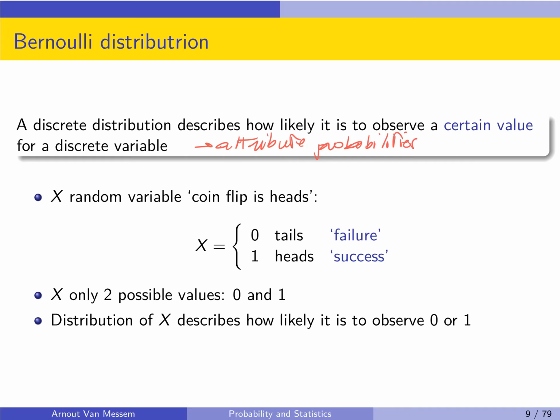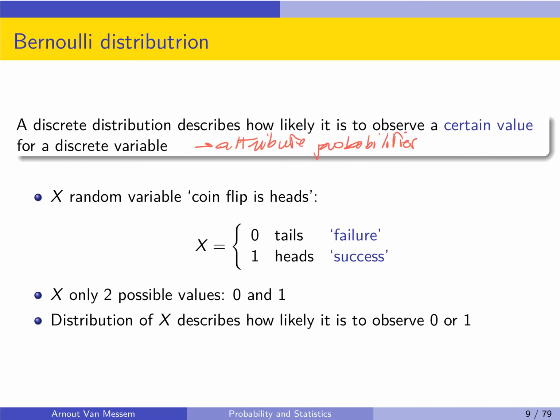The most basic discrete distribution is the Bernoulli distribution, which was described by the French mathematician Bernoulli. In this distribution, we have a random variable which can have only two outcomes. One outcome is coded as failure, often indicated by 0. The other outcome is success, which we indicate by 1.